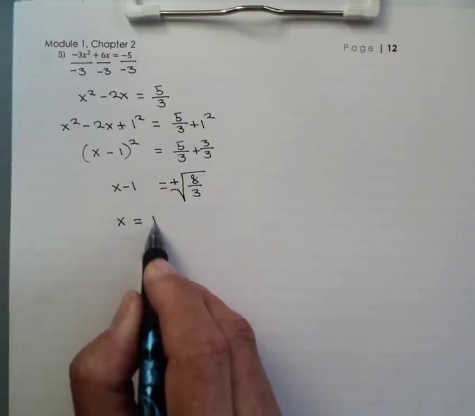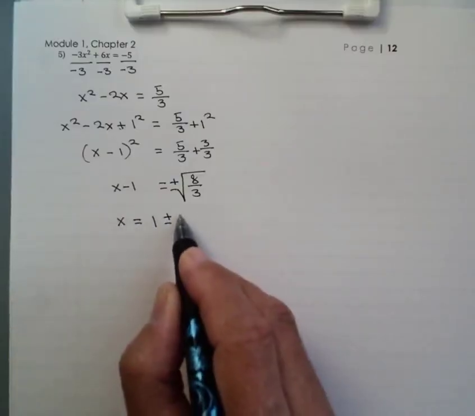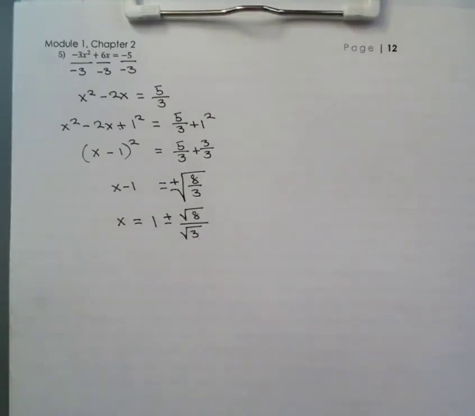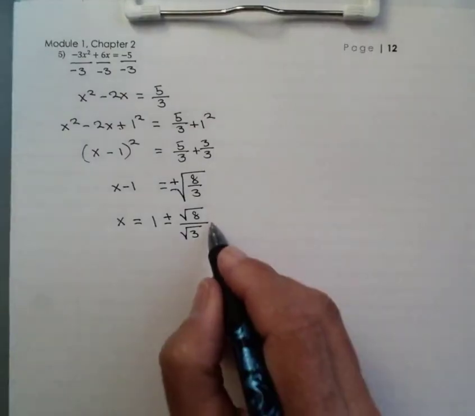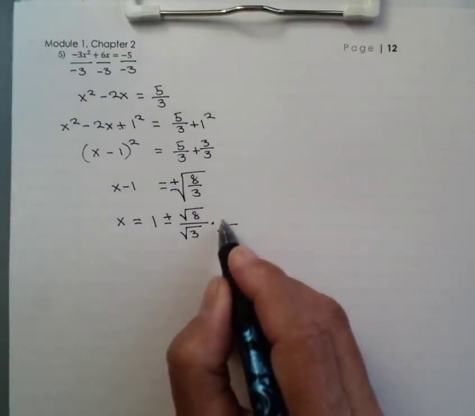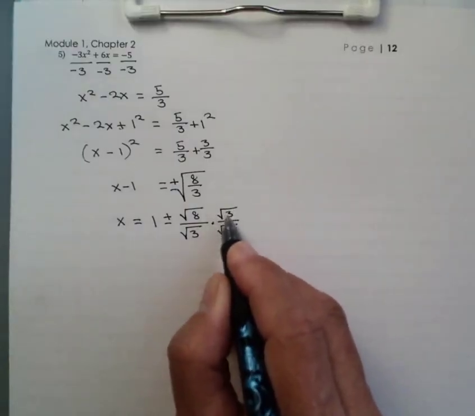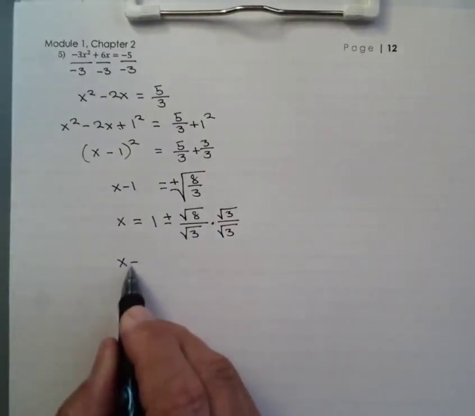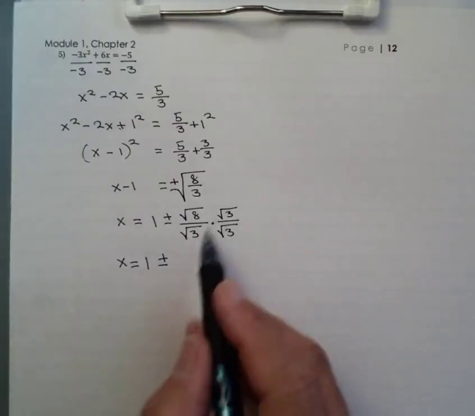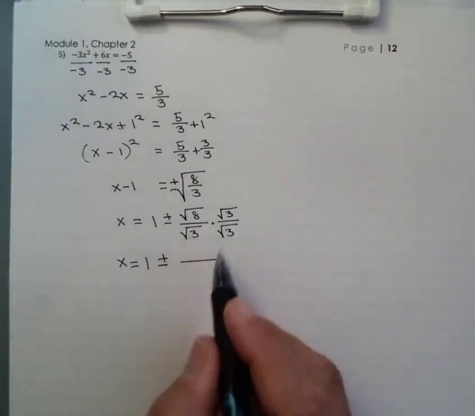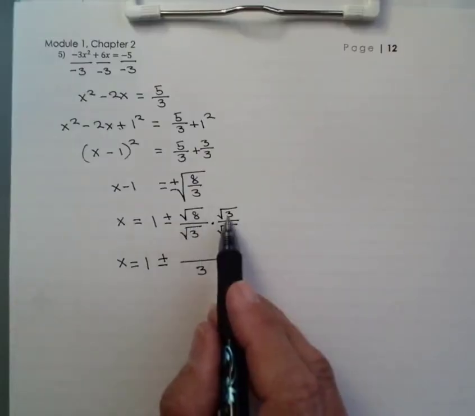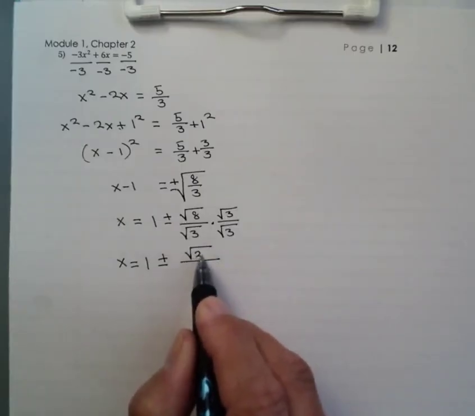I'm going to say x is equal to 1 plus or minus, and I'm going to write this a little differently. I'm going to separate out my radicals because I know I've got to do some work here. What have I got to do? I've got to get rid of the square root of 3 in the denominator, so I have to multiply times the same thing. And if I'm going to multiply the denominator of that fraction by that, I have to multiply the numerator. So in the denominator, square root of 3 times the square root of 3 is just 3. And the square root of 8 times the square root of 3 gives me the square root of 24.